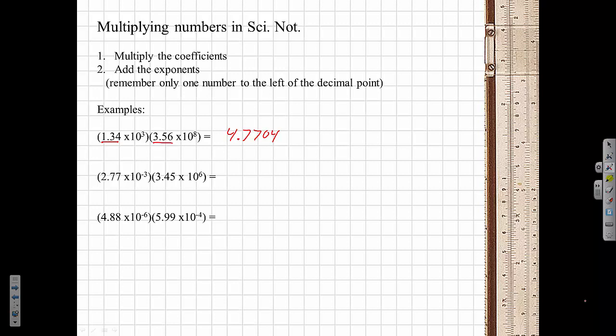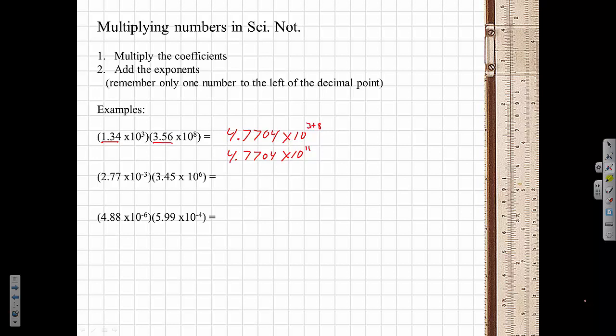But you multiply these 2 numbers together here, and then what we do is we add the exponents. Right? So times 10 to the what? Well, we've got 3 plus 8 is 11, right? So it's going to be 4.7704 times 10 to the 11th.